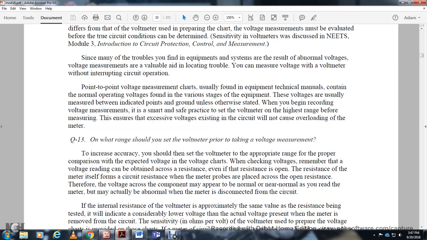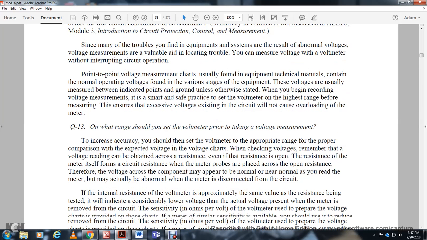To improve accuracy, set the voltmeter properly for the correct voltage check. Remember the voltage reading you obtain in a circuit with an open resistance: the resistance of the meter itself forms a current path through the meter probe. Therefore the voltage of the component may appear normal to near normal as you read the meter, but actually may be abnormal with the meter disconnected from the circuit.